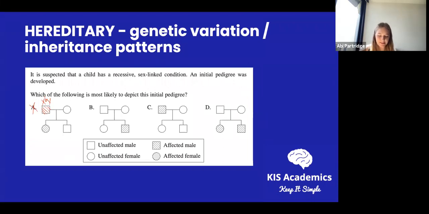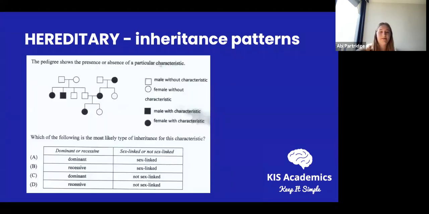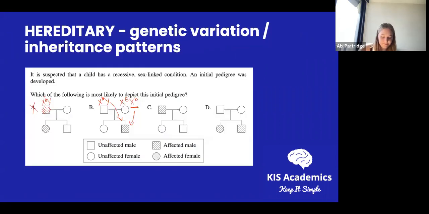So B is our answer. It's got a recessive sex-linked condition. The reason that the boy here has the condition is because it's likely that the mother has one dominant and one recessive chromosome, and she's passed on this one here. The father has the capital B, and he's passed on the Y over that way. And then the daughter has got the capital B from both of them. So B is our answer.